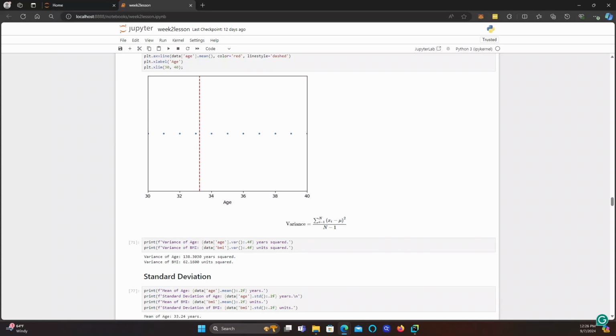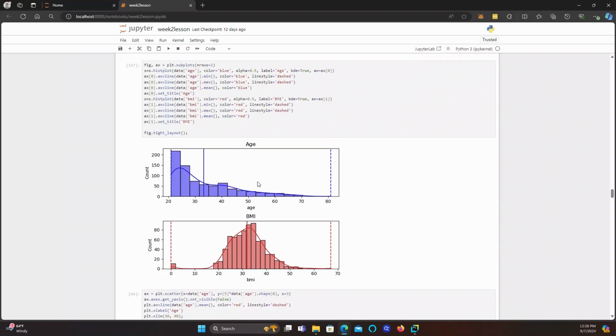Most of the time, when data scientists are working with variance, we're trying to minimize it. If we need to, we can get the variance easily in Python using .var. Here we see that the variance of age is about 138, and the variance of BMI is about 62. So let's look back at the histograms. Would you have guessed that age has twice as much spread as BMI?